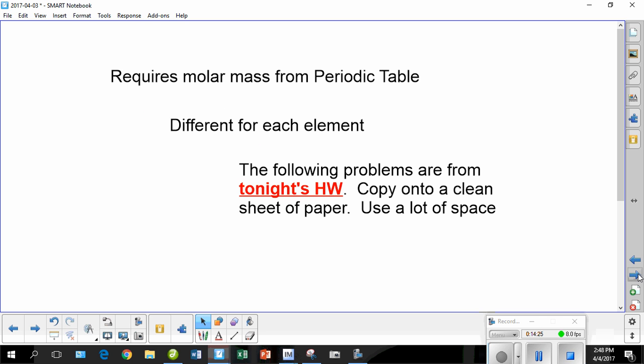So in this little explanation, we are going to have a periodic table because it's going to be different for every single element and compound. Okay, different atoms and different molecules. The following problems are from tonight's homework, and you can copy those onto a clean sheet of paper. Use a lot of space. The more space you use, the better you'll understand your work.